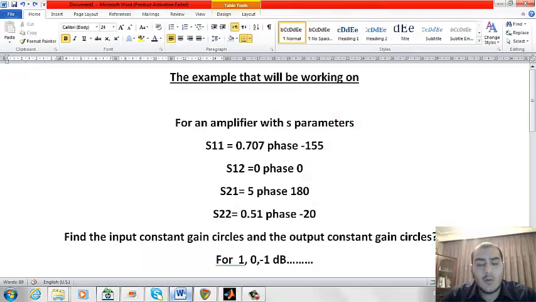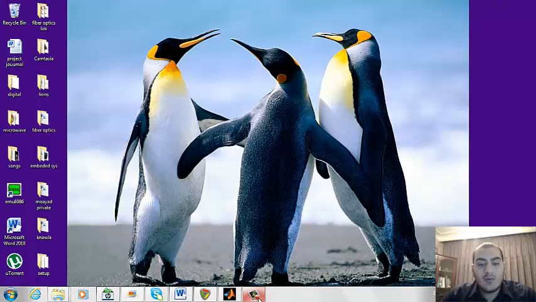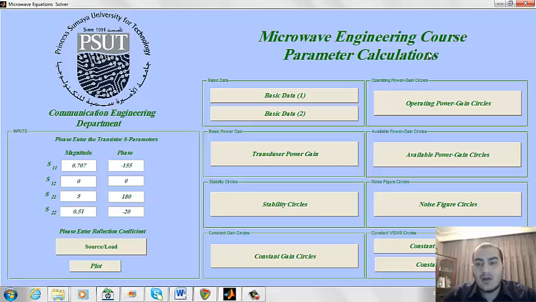example. Our example that we will be working on is for an amplifier with S parameters S11 0.707 and its phase is minus 155, S12 equals 0 and its phase is 0 also, S21 equals 5 and its phase is 180, S22 is 0.51 and its phase is minus 20. Find the input constant gain circles and the output constant gain circles for the gains of 1, 0, minus 1 dB. Now we have to import these values into the MATLAB software.